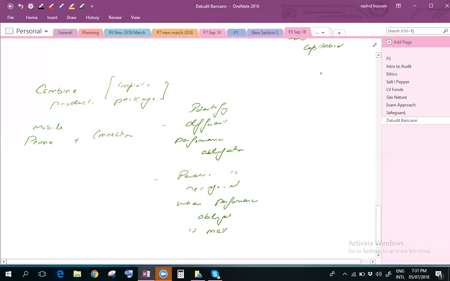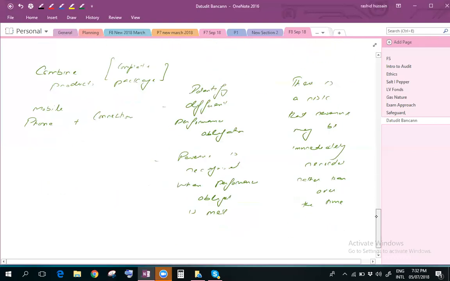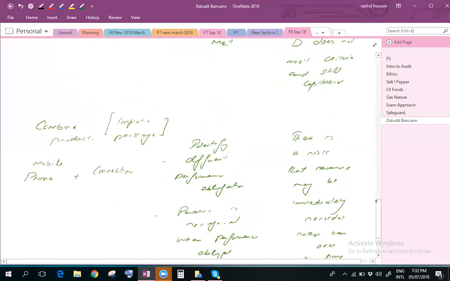So what is the risk? At the planning stage, you are going to keep this risk in mind that there is a risk that revenue may be immediately recorded rather than over time. You are not sure whether they have not recorded the revenue correctly, but you are just keeping this risk in your mind because ultimately at the substantive stage you have to test those things. So if you are not keeping this risk in your mind, then you will not be testing that thing.